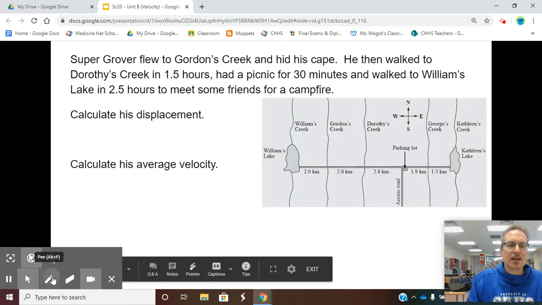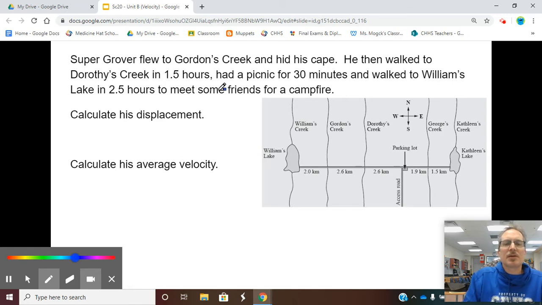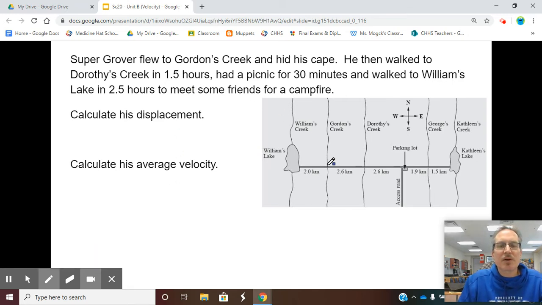Okay, let's look at another question, shall we? Now, in this question, Super Grover flew to Gordon's Creek. So Super Grover started right here and he hit his cape. He then walked to Dorothy's Creek, which would be, so from there he went to here. And that was 2.6 kilometers. So I'm just going to make this darker.